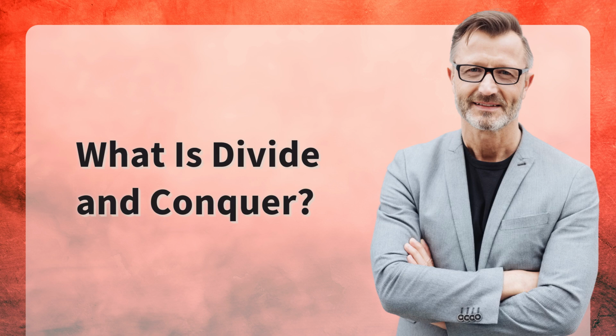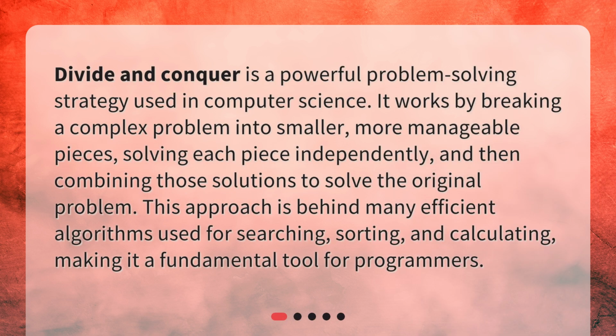What is divide and conquer? Divide and conquer is a powerful problem-solving strategy used in computer science. It works by breaking a complex problem into smaller, more manageable pieces, solving each piece independently, and then combining those solutions to solve the original problem. This approach is behind many efficient algorithms used for searching, sorting, and calculating, making it a fundamental tool for programmers.